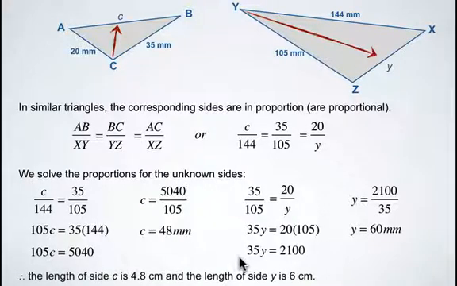So therefore the length of side C is 4.8 centimeters or 48 millimeters, and the length of side Y is 6 centimeters or 60 millimeters.